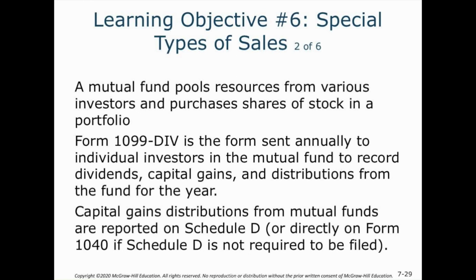So a mutual fund pools resources from various investors and purchases those shares and pools them into a portfolio. The Form 1099-DIV is going to get sent annually to those individual investors in the mutual fund, and it will record dividends and capital gains and distributions from the fund for the year. And the capital gains distributions are going to get reported on the Schedule D or directly onto the Form 1040 if the Schedule D is not required.